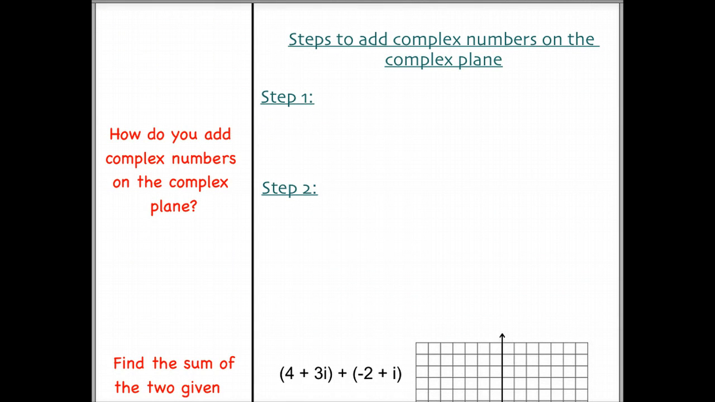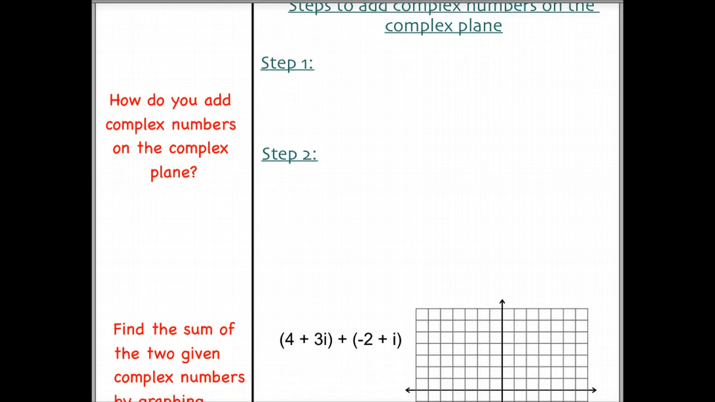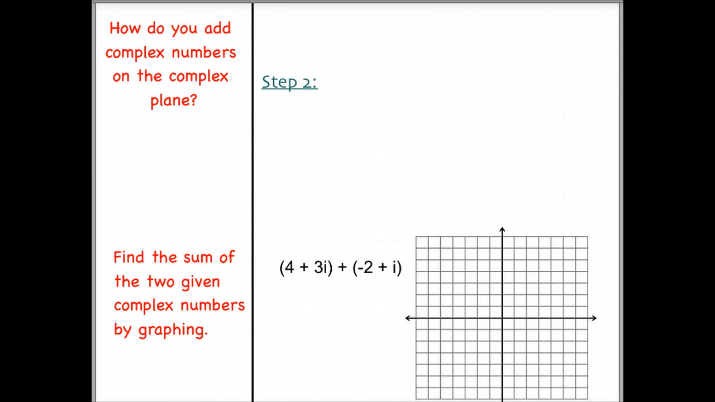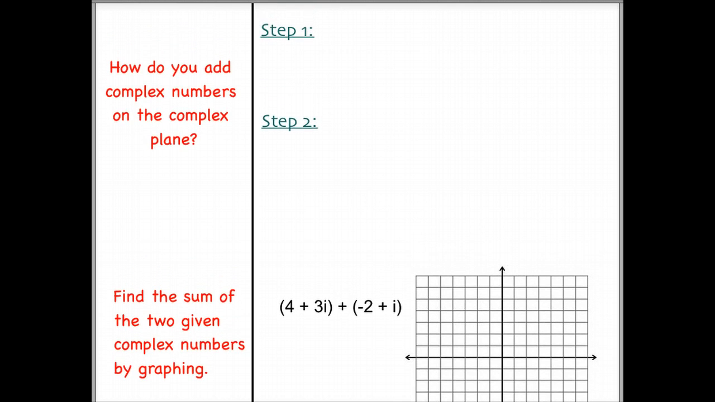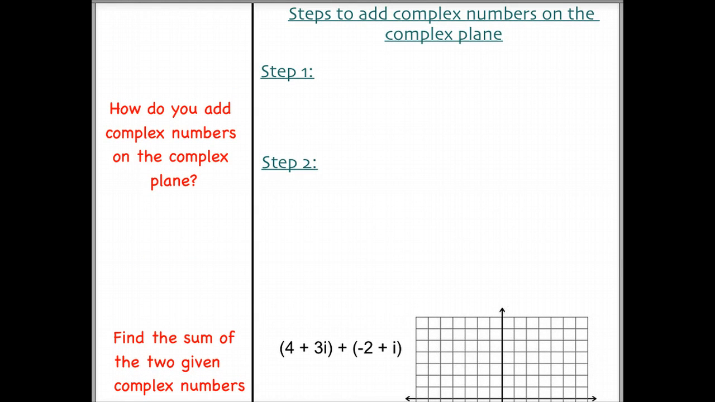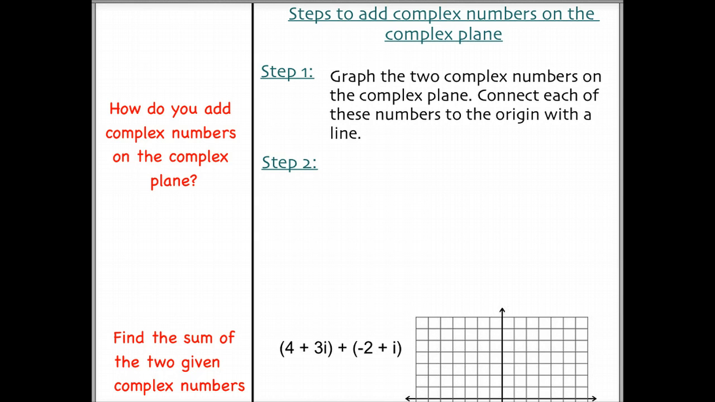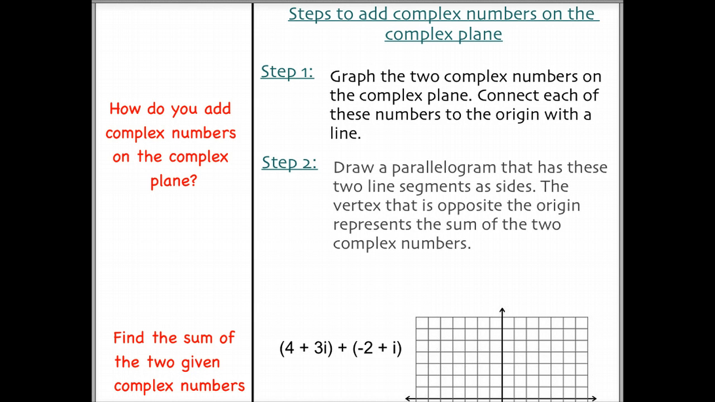So now we want to figure out how we add these on the complex plane. So they're going to give us this plane down below, and we've looked at this before. And we want to figure out how to add two complex numbers on a plane. First, we graph the two complex numbers, and then connect each of these numbers to the origin with a line. Then we draw a parallelogram that has these two line segments as sides. The vertex that is opposite the origin represents the sum of these two complex numbers.